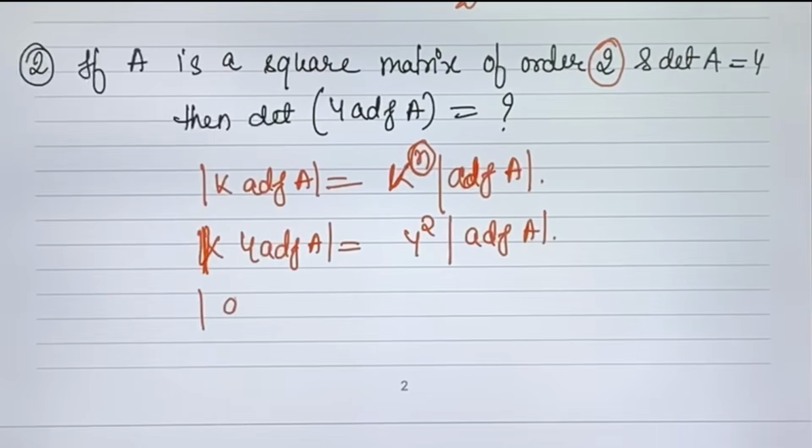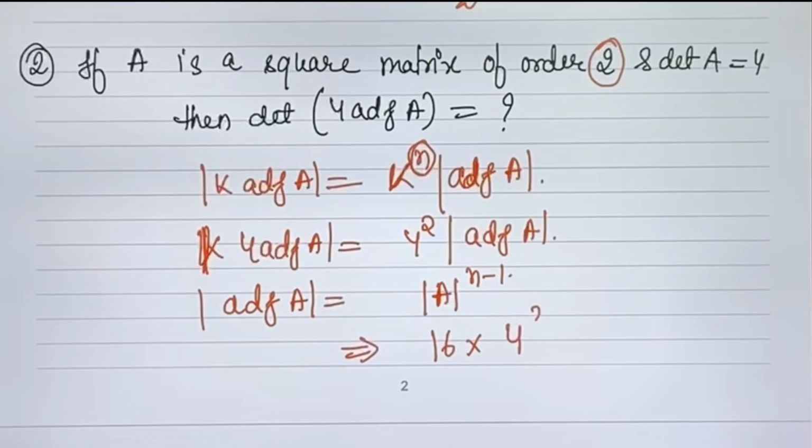अब det of adjoint of A क्या होता है? That is equal to det of A to the power n minus 1. परफेक्ट। तो अब यहां पर आप वैल्यूज पुट कर दीजिए। 4 का स्क्वायर हुआ 16, det of A is already given 4 to the power 2 minus 1, which is 16 into 4. Answer is 64. Got it, बच्चों? This is a very important question. Okay.